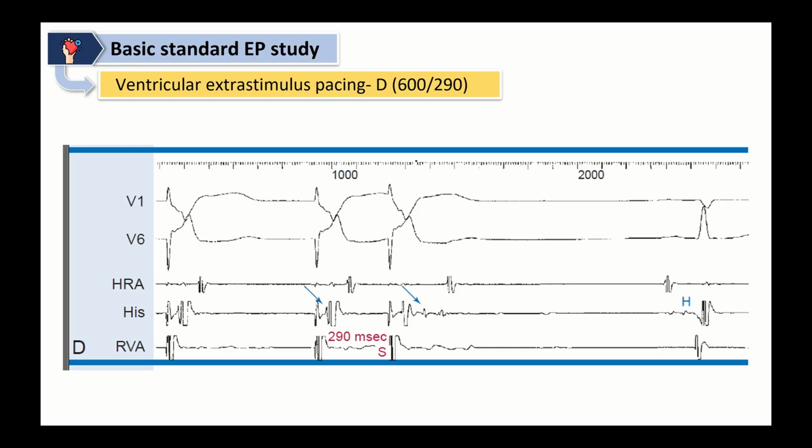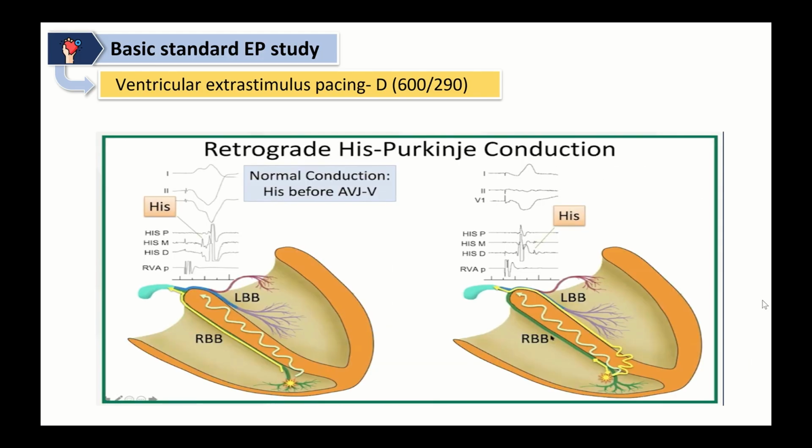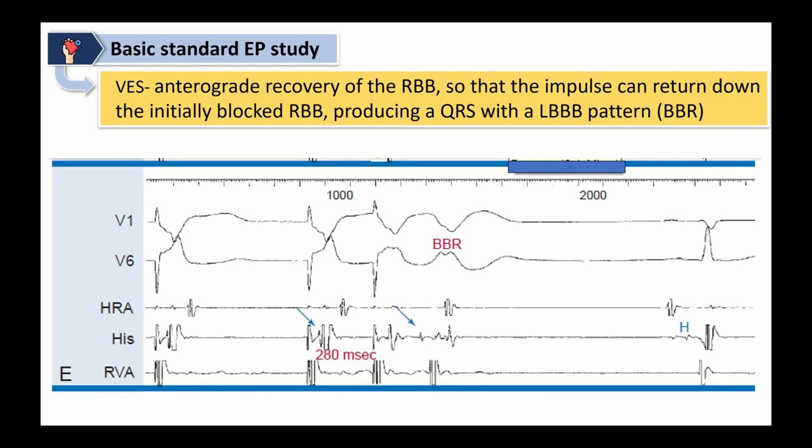Then after this we give an extra stimulus at 290, a shorter coupling interval. We can appreciate the VA time prolonged more, H comes late after V. Why? Because retrograde conduction was transseptal conduction, reaching the left side, then retrograde conduction through the left bundle, then His and the AV node. That's why the VA time prolonged and the H comes late after V.